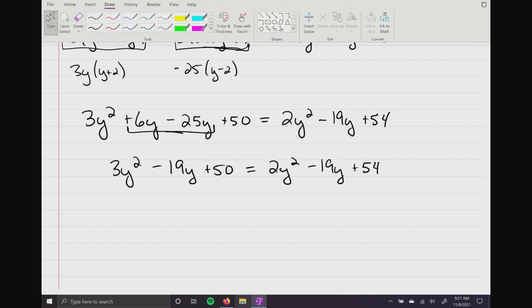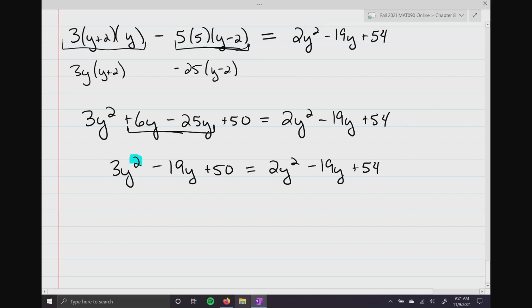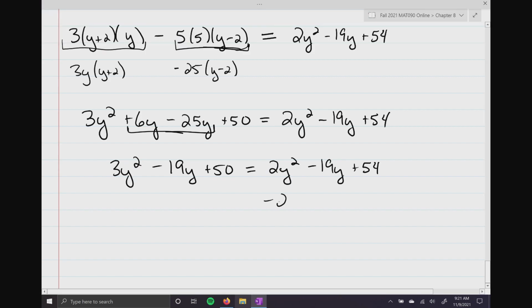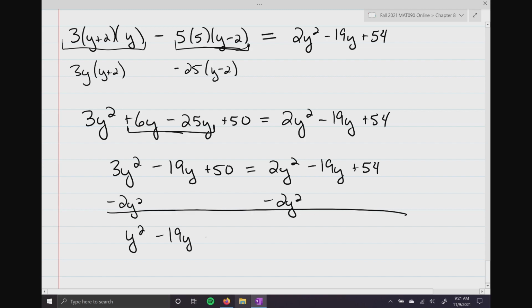And my eyes are instantly attracted to these two terms right here and right here. And the reason why my eyes are so attracted to these two terms, they're quadratic. So I know, set this equal to 0 and then solve. So let's group all my like terms together. We'll do this one step at a time. I'm going to subtract 2y squared from both sides. That's going to give me y squared minus 19y plus 50 equals negative 19y plus 54.